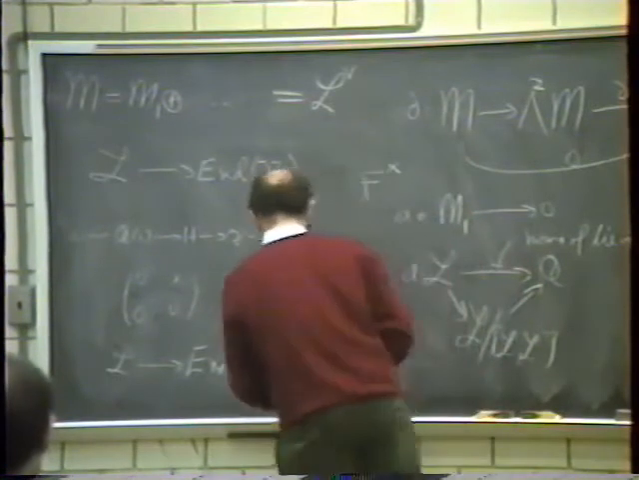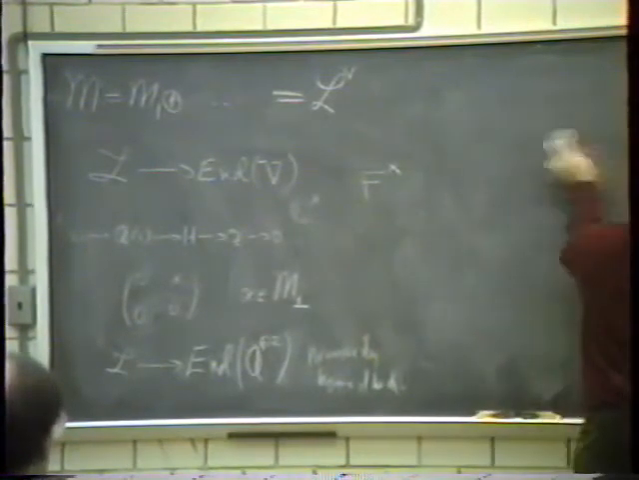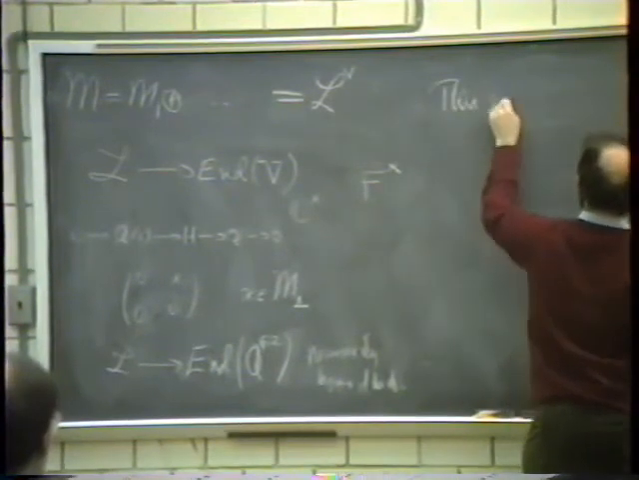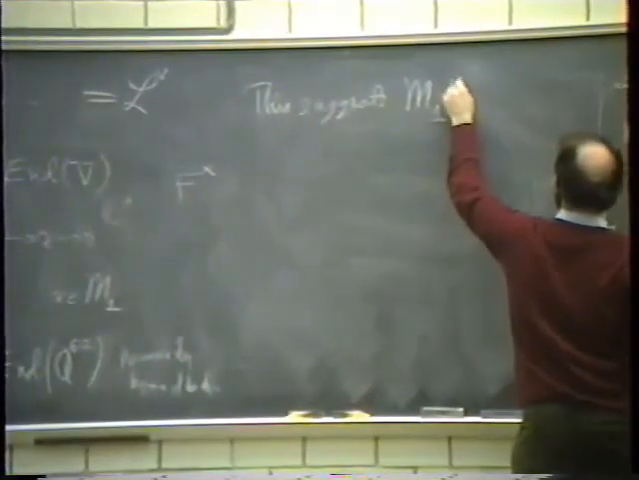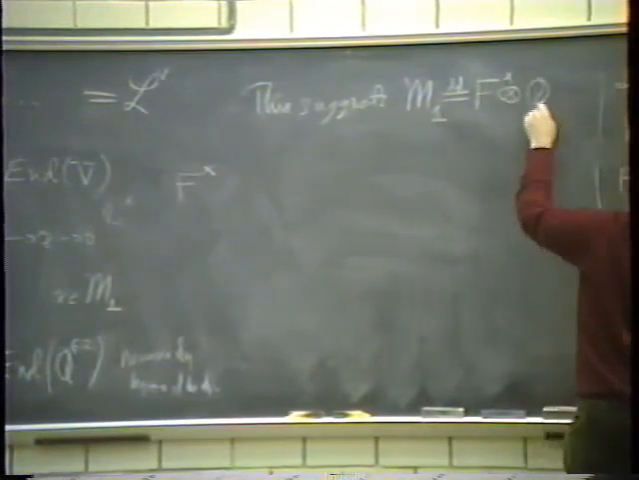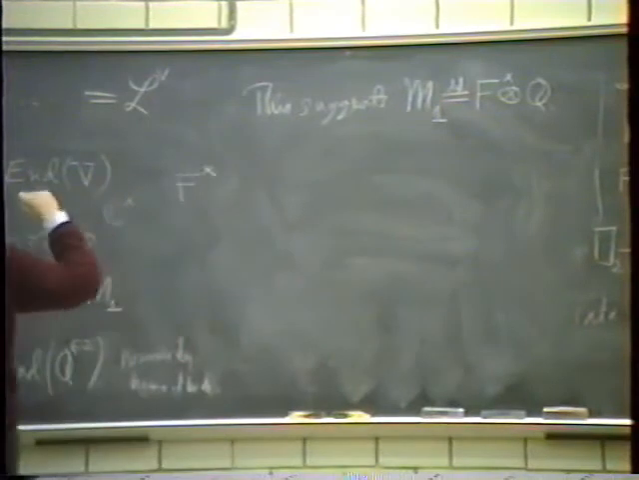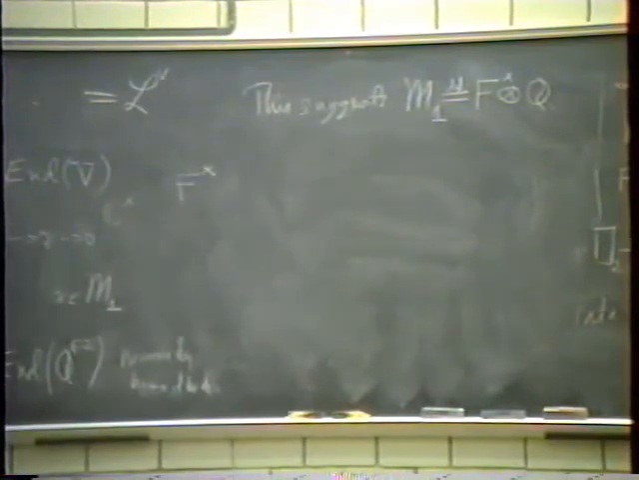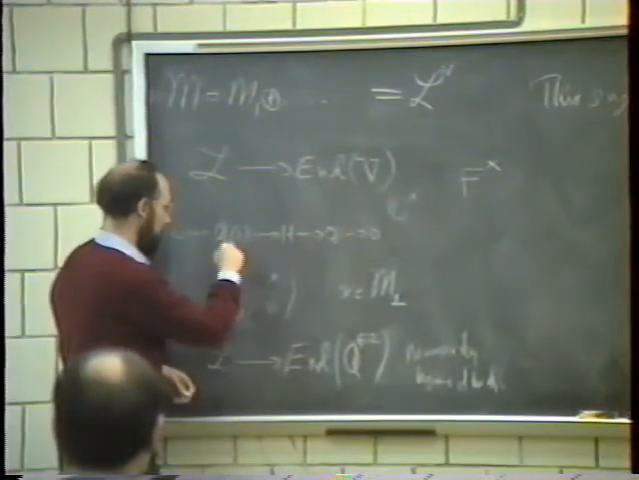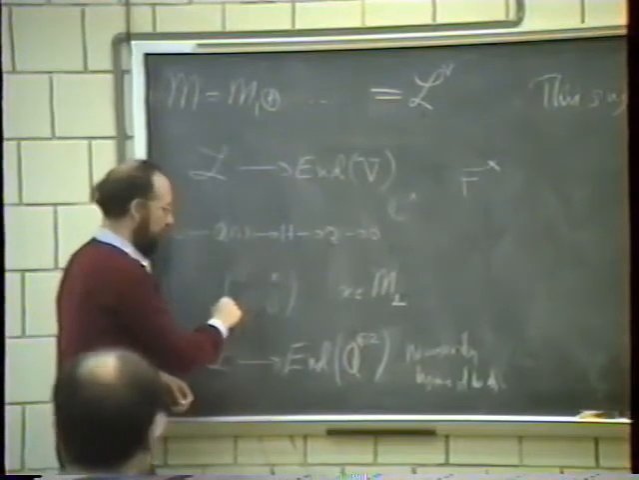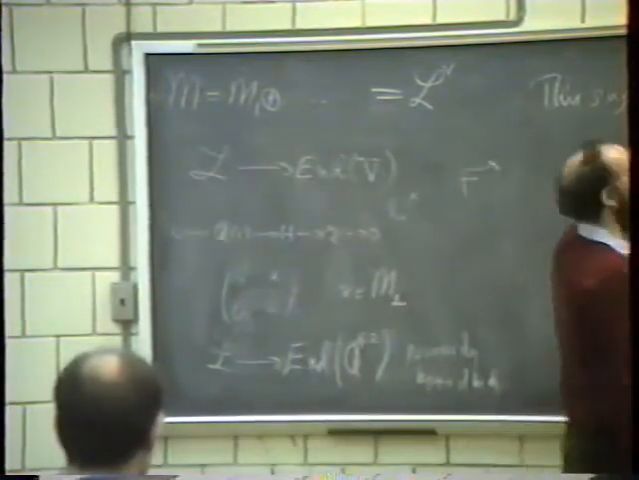So that leads to the idea that one should define M1 to be just F cross, tensor Q. Why is that? On the one hand, we see that elements in M1 exactly correspond to this kind of two-dimensional representation of the Lie algebra with this kind of grading. And on the other hand, the only ones we can think of geometrically are those that come from F cross. So we'll take that as axiom.